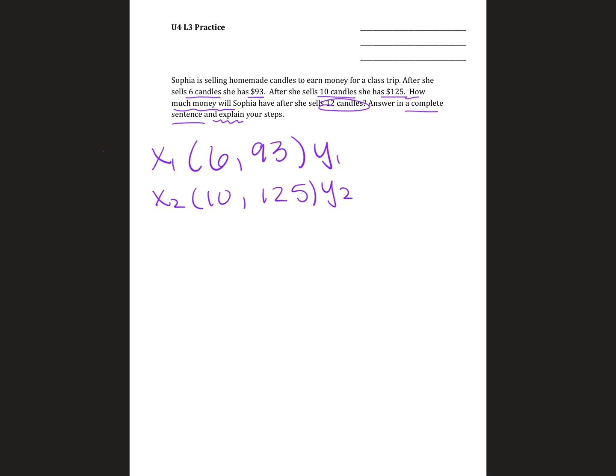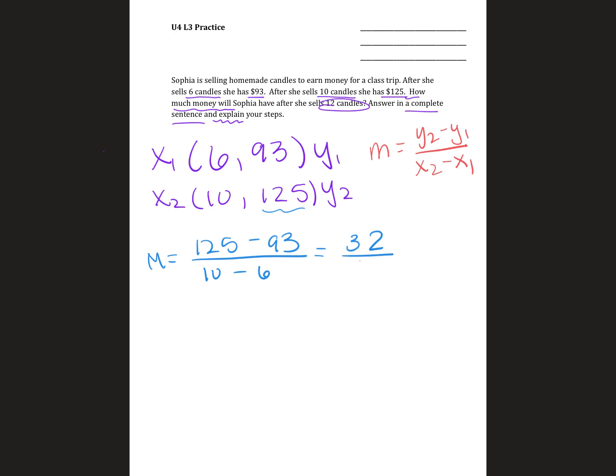And if you haven't memorized it, the slope formula is M equals Y2 minus Y1 divided by X2 minus X1. So now we're just going to start plugging in numbers into the right place. So our Y2 is 125. So we've got M equals 125 minus Y1, which is 93, divided by X2, which is 10, minus X1, which is 6. So when we subtract, we get 32 divided by 4.